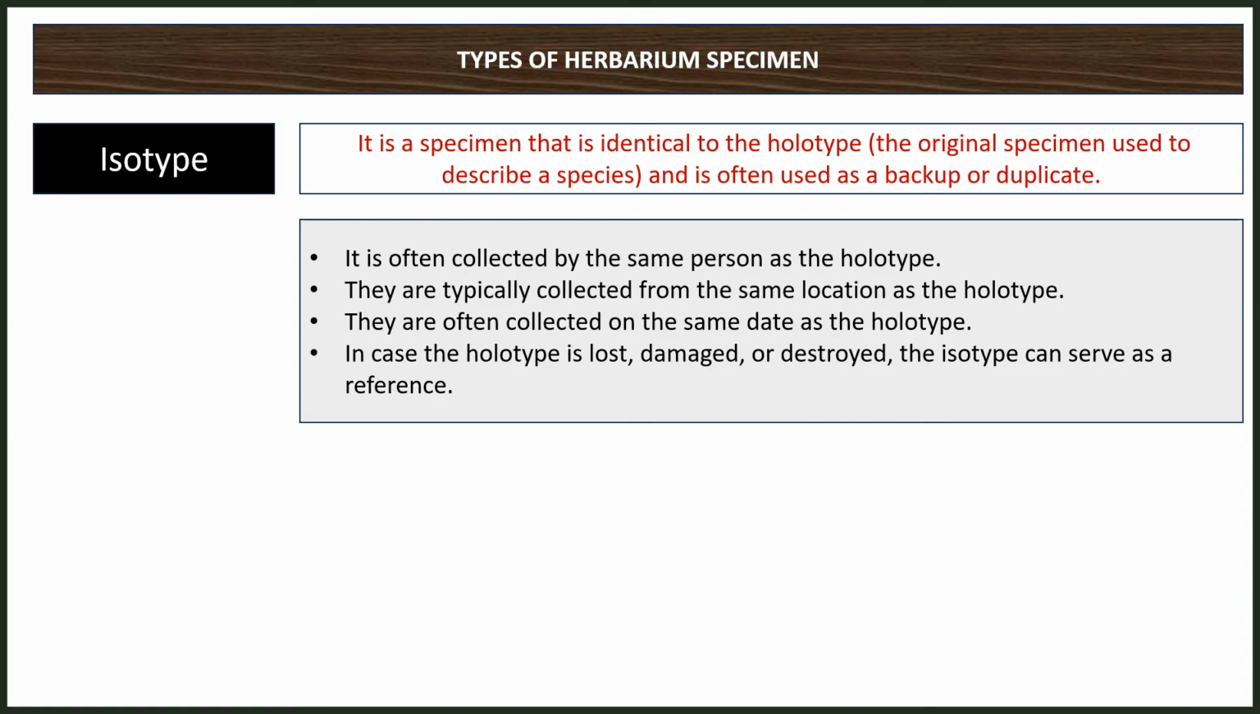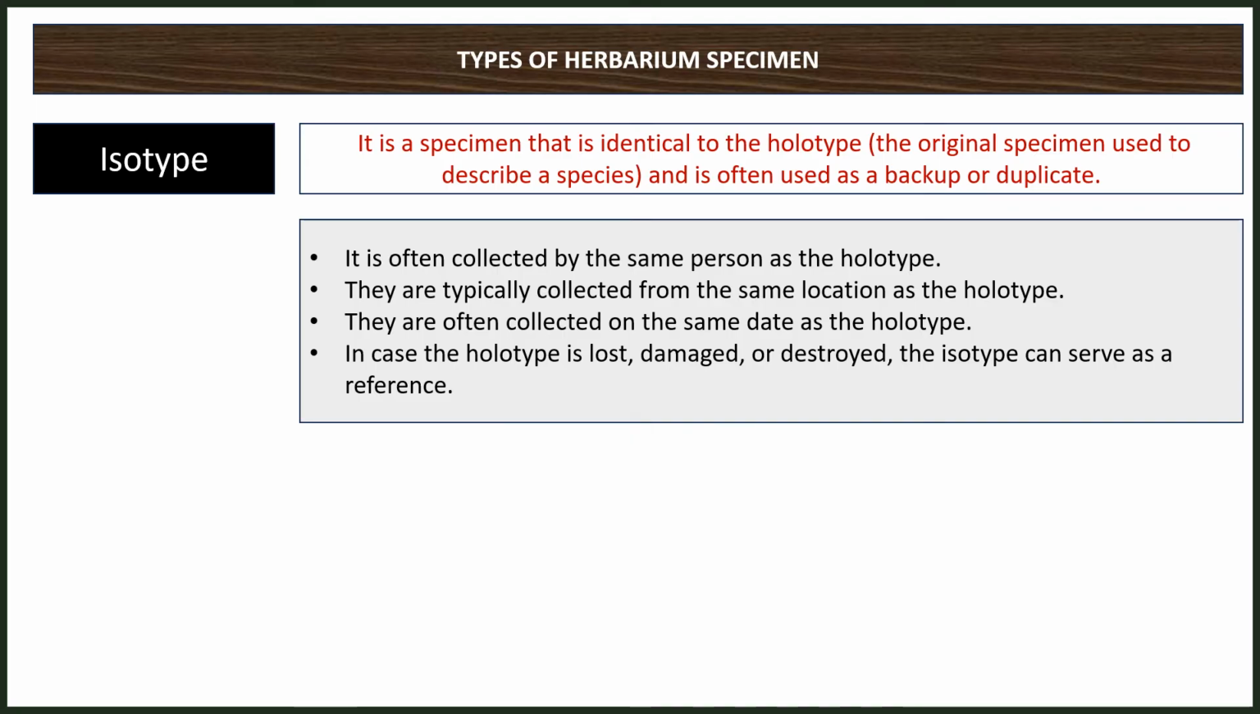So it is a specimen that is identical to the holotype and the original specimen, which is used to describe the plants, and it is often used as a backup or duplicate. So for example, if the holotype specimen is damaged or lost, in that case you can make use of the isotype for checking its identity, for checking its plant characteristics. So at that point of time you can use the isotype.